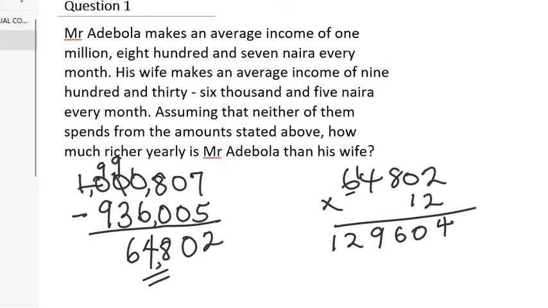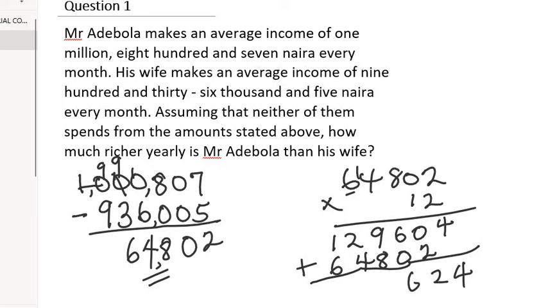I'm done with 2, we go to 1. 1 times 2 is 2. 1 times 0 is 0. 1 times 8 is 8. 1 times 4 is 4, and 1 times the last 6 is 6. Now let's sum this up. This will give me 4, 2, 6. 9 plus 8 is 17. 7 carry 1. 4, 5, 6, 7. This is 7. 6 plus 1 is 7. So the answer is 777,624.